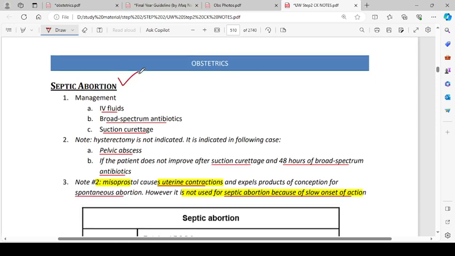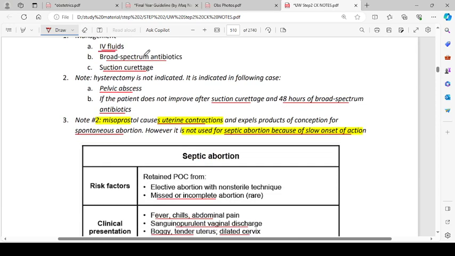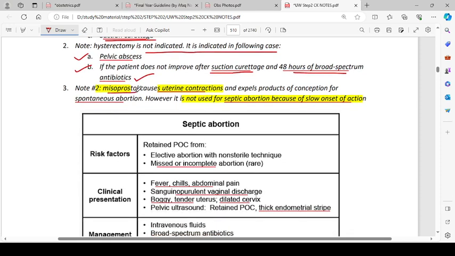Then septic abortion. Management is with IV fluids, broad spectrum antibiotics, and suction curettage. Hysterectomy is not routinely indicated. It is indicated in the following cases: if we have a pelvic abscess, or if the patient does not improve after suction curettage and 48 hours of broad spectrum antibiotics. Note: misoprostol causes uterine contraction and expels the product of conception for spontaneous abortion. However, it is not used for septic abortion because of its slow onset of action.